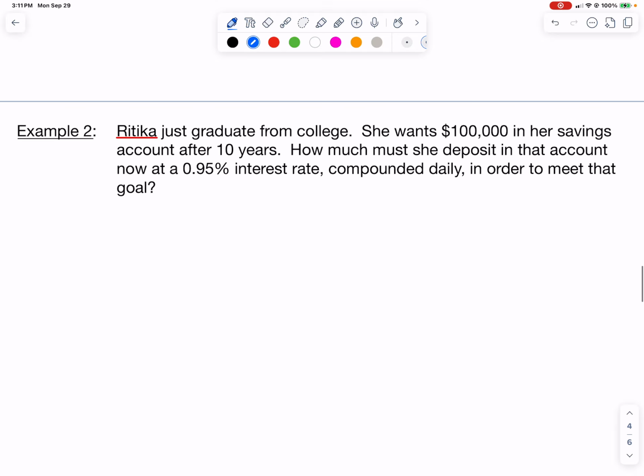So Ritika just graduated from college and she wants $100,000 in her savings account after 10 years. Okay? So the question is, how much must she deposit in that account now that earns a 0.95% interest rate, and this is compounded daily in order to meet that goal? Okay, so again, in reading this example, we need to determine, is she making a single deposit or is she making a periodic deposit? Okay, and so the question here is, how much must she deposit in that account now?